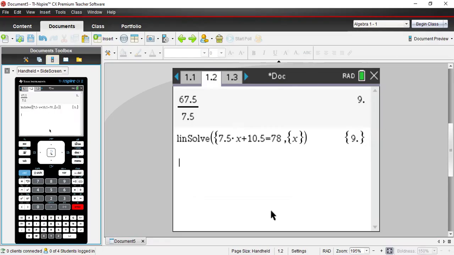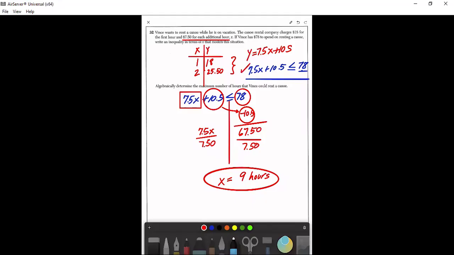So if I go back, this is the inequality and this is the number of hours determined algebraically.